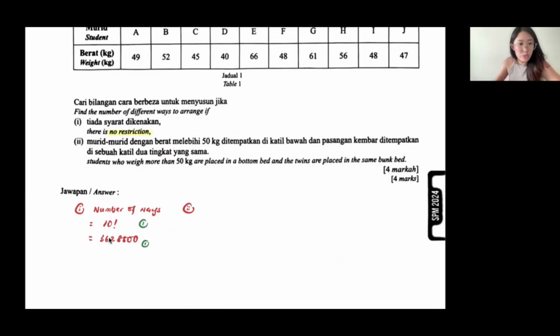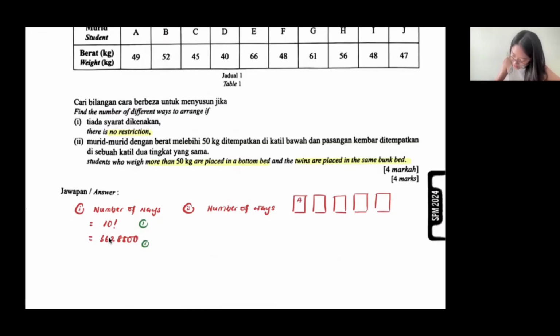Then part 2. Students who weigh more than 50 kg are placed in the bottom bed, and the twins are placed in the same bunk bed. So how many ways can we arrange this? Let me draw you 5 bunk beds. 1, 2, 3, 4, 5.